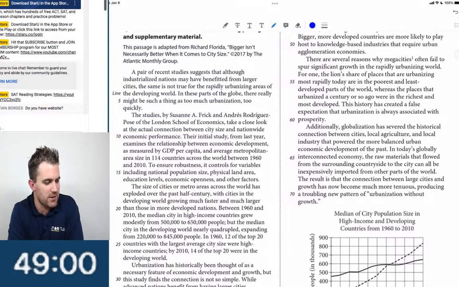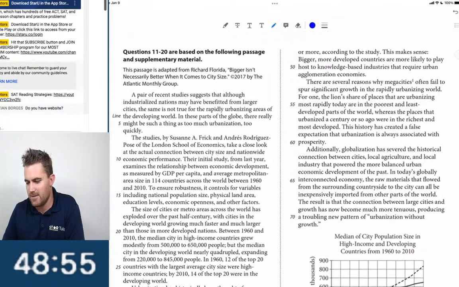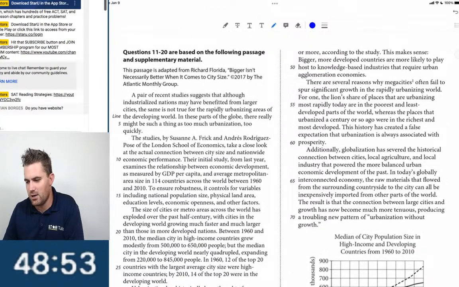Does that make sense? Everybody relatively secure with that? Okay, so let's keep going here. And again, that's why you don't have to immediately worry about time.